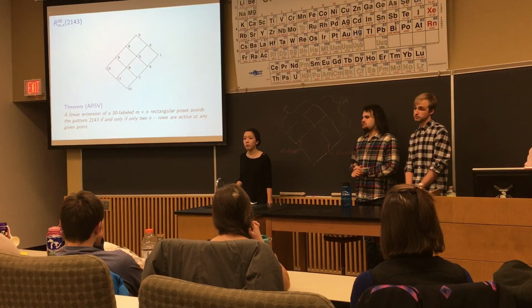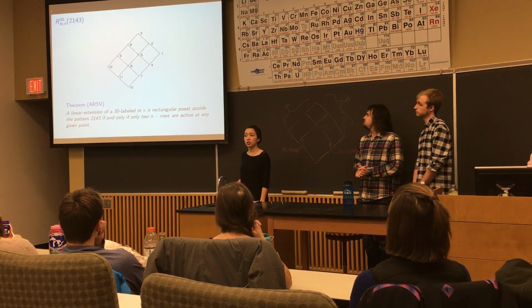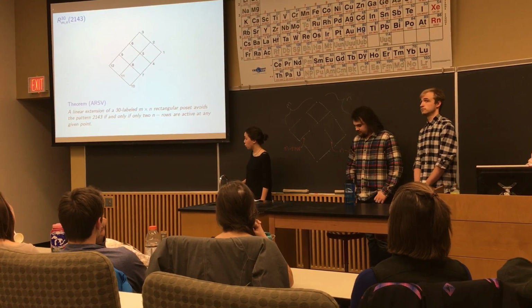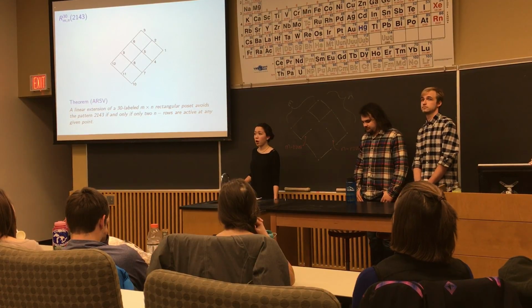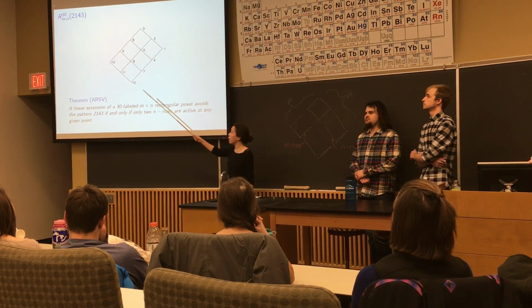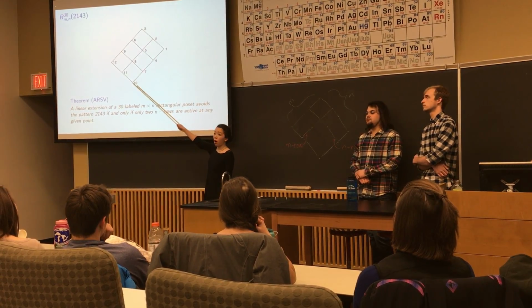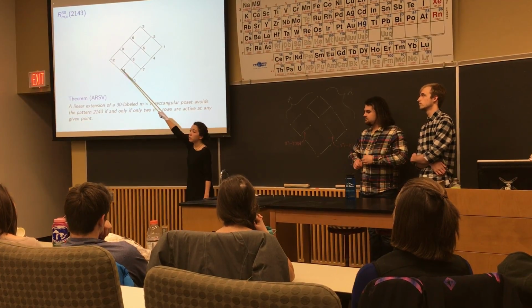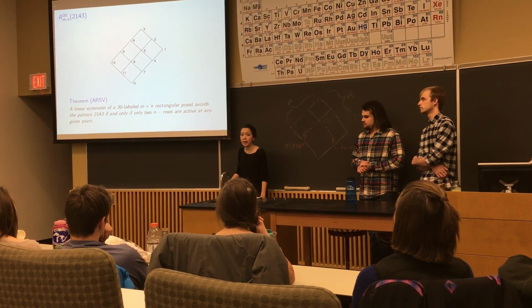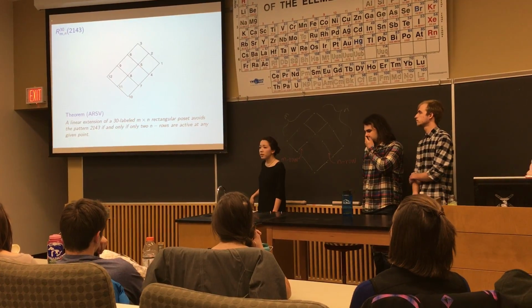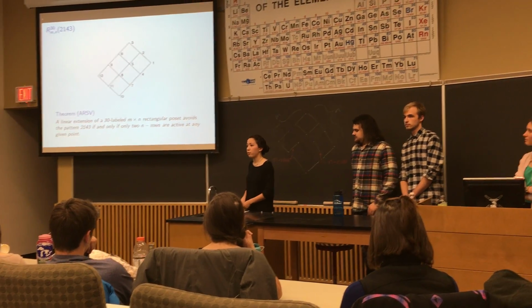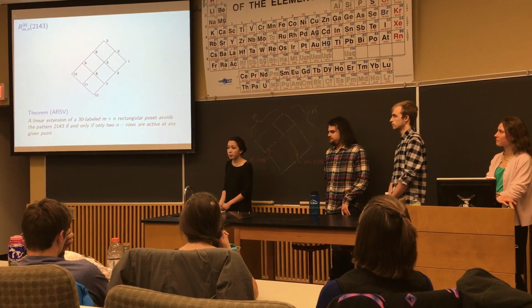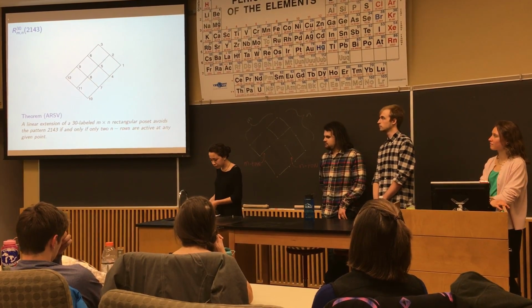avoids the pattern 2, 1, 4, 3 if and only if there are only 2 active rows at any given point. An active row is a row where we've selected at least one element from the row, but not all. So if we had selected the 10 and the 11, but we hadn't yet selected the 12, that would be an active n row. The proof of this is similar to what we saw in the 2, 1, 3 avoiding linear extensions and with our saw blade posets, so I'm not going to go into that so much.